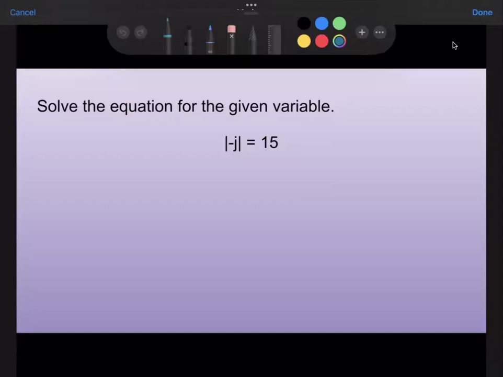So we can go ahead and take what's inside the absolute value bars and write it twice. So I'm going to write negative j and negative j over here. Okay, now we're going to do a positive and negative version of the number that it's equal to. So this is going to be equal to positive 15, then we'll make this equal to negative 15. Now we just need to solve both equations separately to get our two solutions.